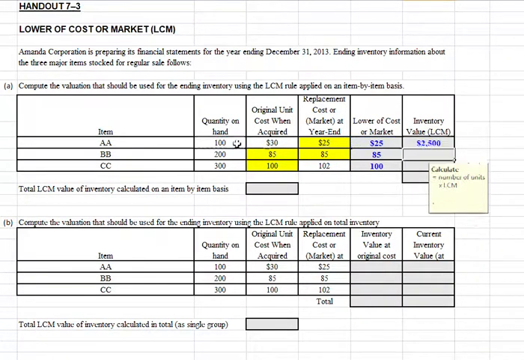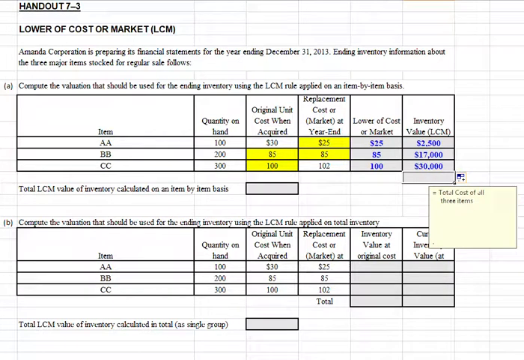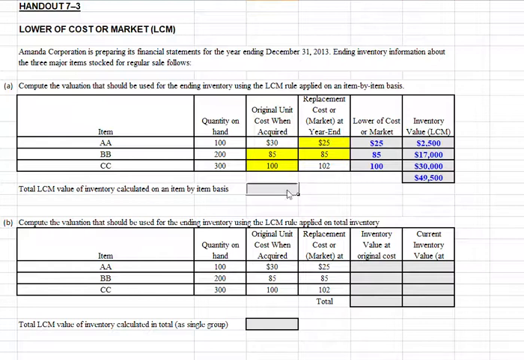So 25 times 100 is $2,500. $85 a unit times 200 units is $17,000. And finally, 300 units at $100 per unit is $30,000. That gives us a total value for our inventory at lower of cost or market of $49,500. So when we apply our LCM rules on an item by item basis, we would have to reduce our inventory and record it at a cost of $49,500. That would be the lower of cost or market valuation.